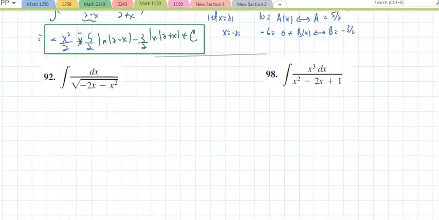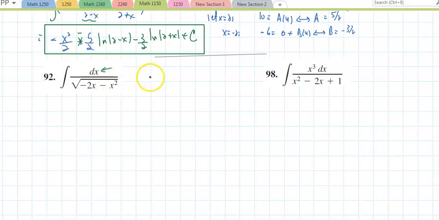Okay, the next problem, number 92. So, looking at this problem, a u sub doesn't do it. And I notice there's a radical, and it's very hard to manipulate the radical, because even if I let u equal the whole radical, square both sides, du can never be a dx. It's going to have an extra x in there.